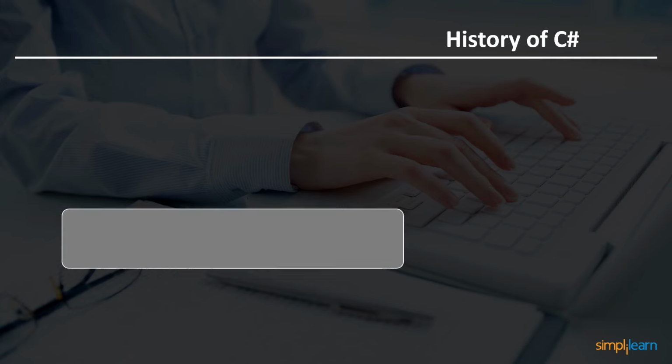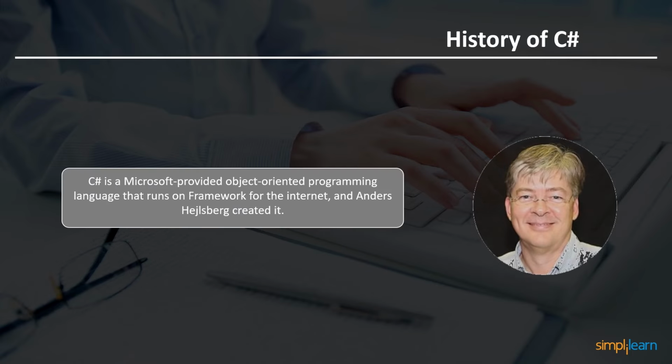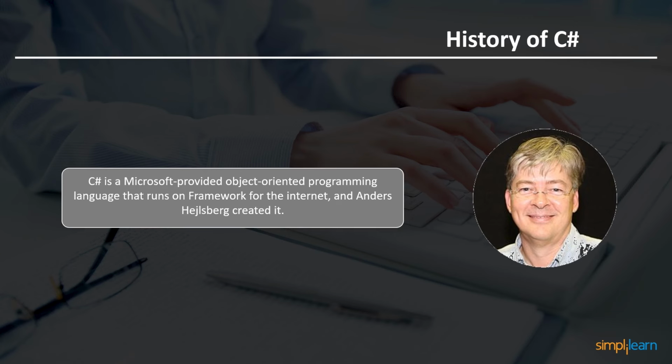So the first topic, history of C#. C# is a Microsoft provided object-oriented programming language that runs on a framework for internet, and Anders Hejlsberg was the first person to create it.